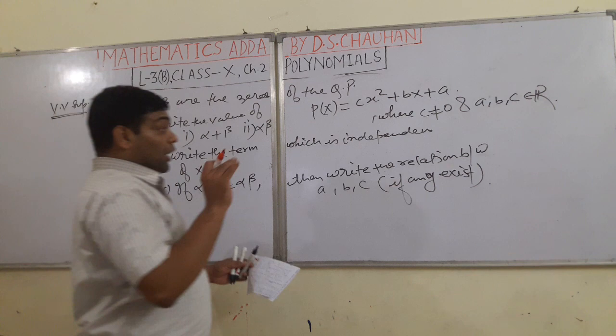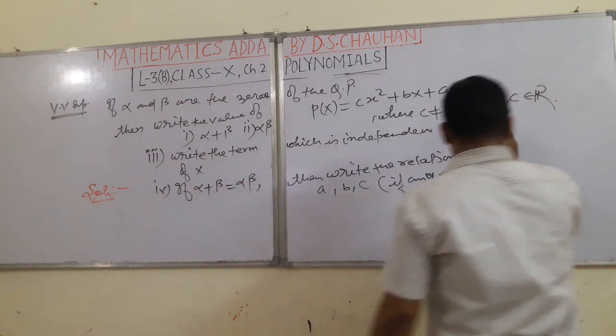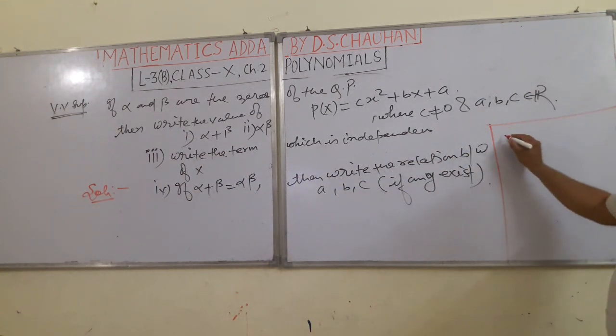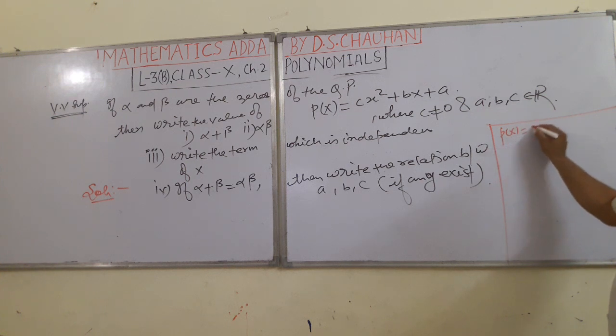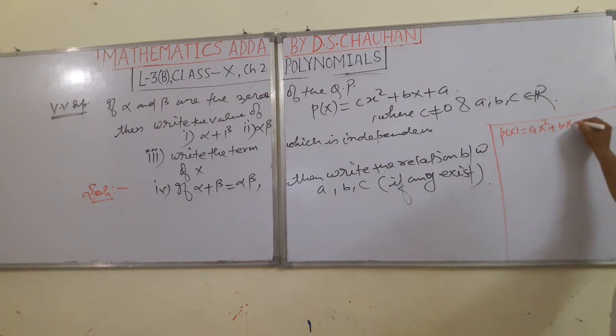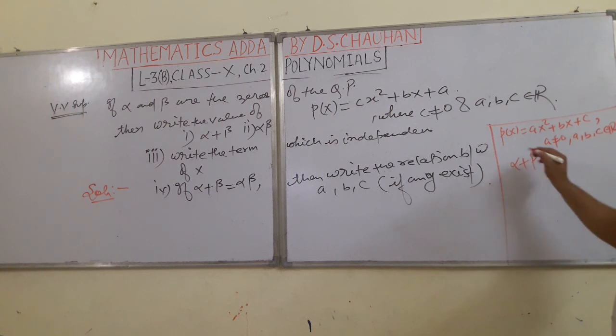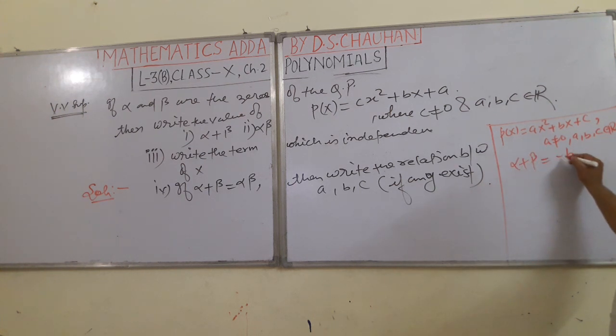Students, you know very well that for a quadratic polynomial p(x) = ax² + bx + c, where a is not equal to 0 and a, b, c belong to the field of real numbers, if alpha and beta are the zeros, then alpha plus beta is minus b upon a, and alpha beta is c upon a.